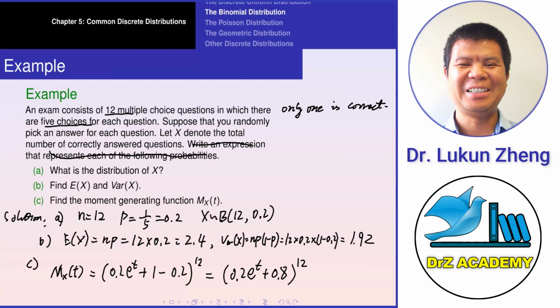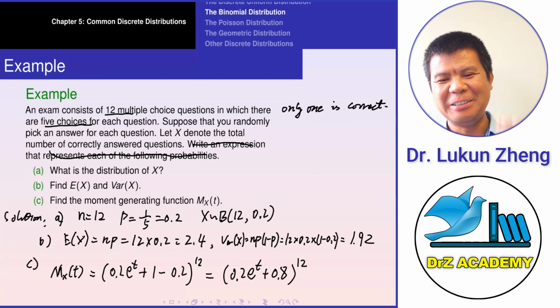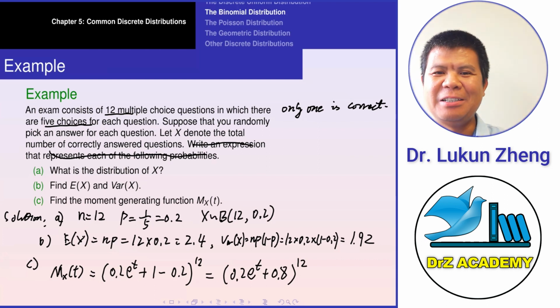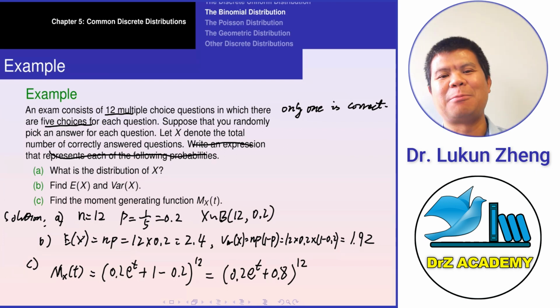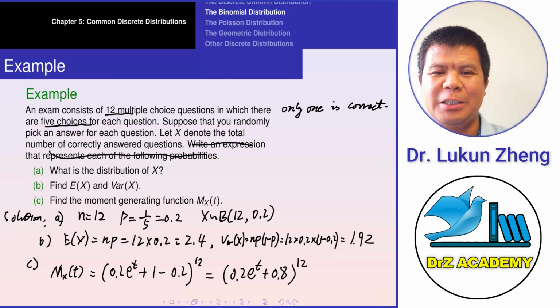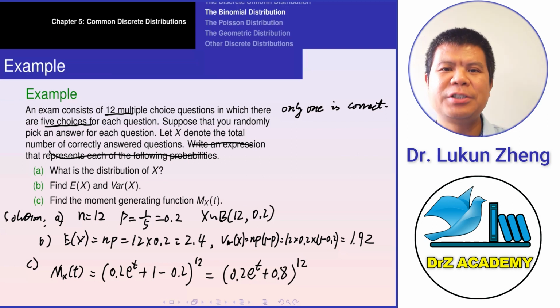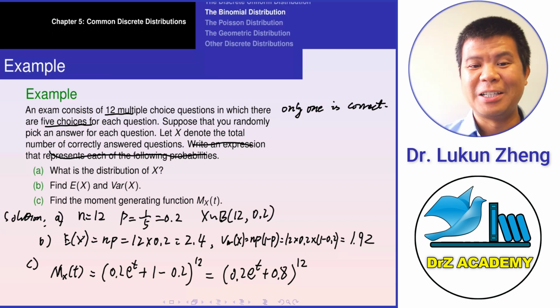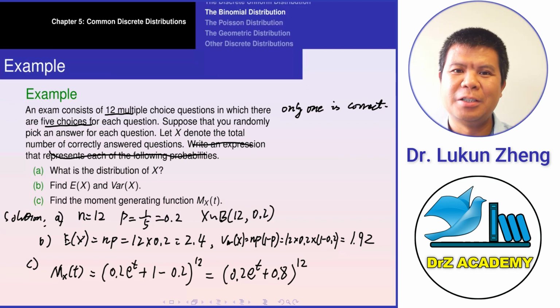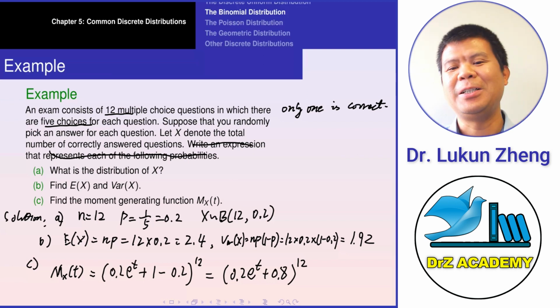So that's going to be the moment generating function for this random variable. Very good. So you can see, as long as you identify the distribution, the binomial distribution with parameters n and p, then you can just use its properties to find the expectation, the moment generating function, the variance, and some probabilities. But the key is to identify the distribution of X.